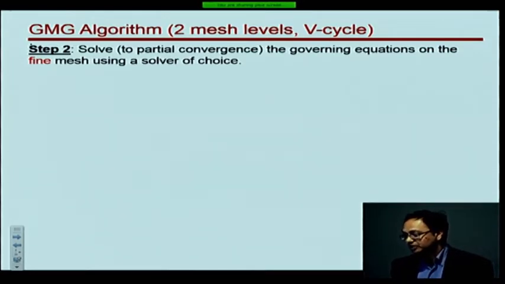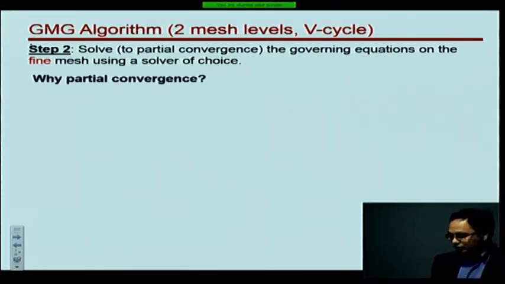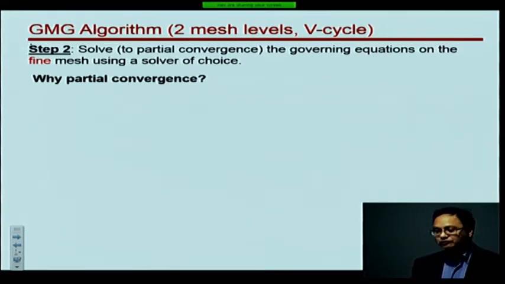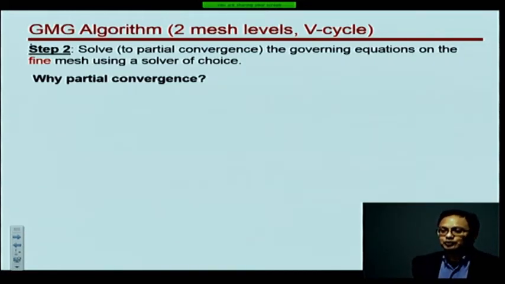Now why partial convergence? Well, suppose you use Gauss-Seidel as the solver. If you take it to full convergence, you're going to need whatever 30 or 60,000 iterations that you got for the 81 by 81 mesh, let's say. It doesn't serve any purpose. What we're trying to do is accelerate convergence. So we will only partially converge the solution. That partial solution will have some error from the exact solution. That's the epsilon we have been using in our stability analysis.